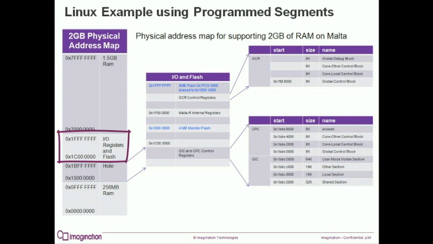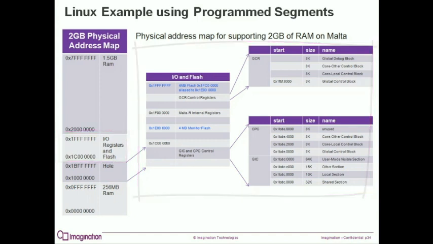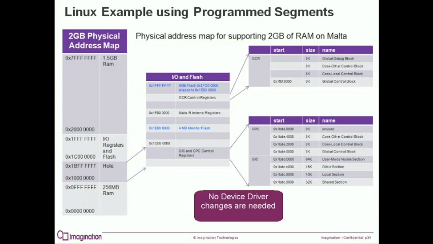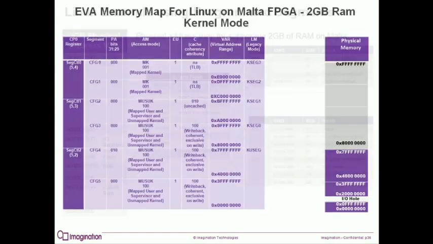There is an I/O hole between the 2 RAM memory regions used for the boot flash, I/O device drivers, and memory map GCR registers. Since the I/O address used is the same as the legacy cores, no device drivers needed to change. The next slides show the value programmed into the segmentation registers and how they pertain to different processor modes.